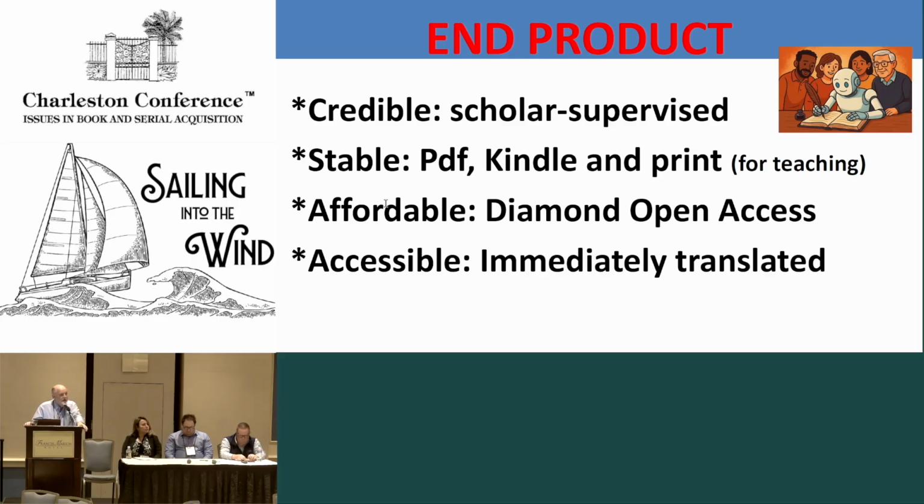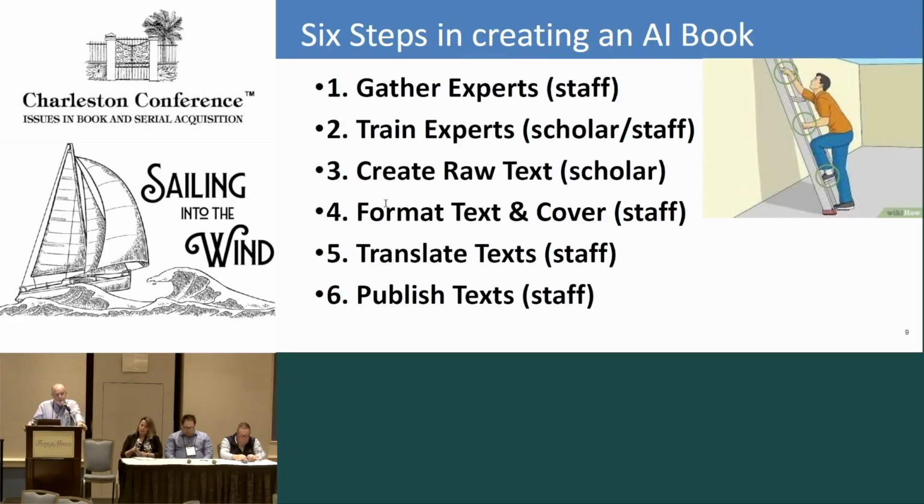And then the other characteristic, accessible. We immediately translate them into multiple languages and make those PDFs, and to the extent possible, the Kindles and print books also available. The 6 steps to this process. First, you have to gather the experts, and that's your staff job. Then you have to train the experts. That's staff interacting with your experts. Create the text. That's up to your experts to do. Then format the cover and the text. Create the book. That's staff time. Translate the text and publish the text, staff time.